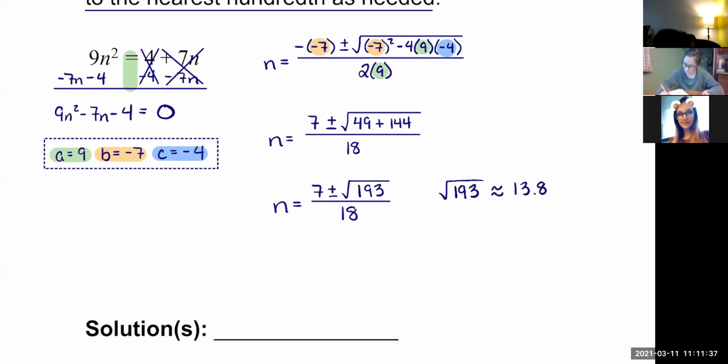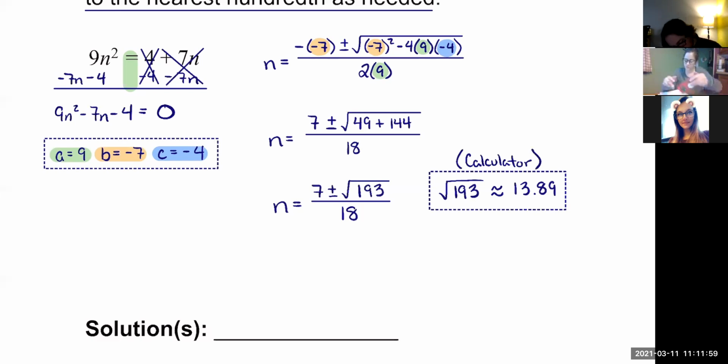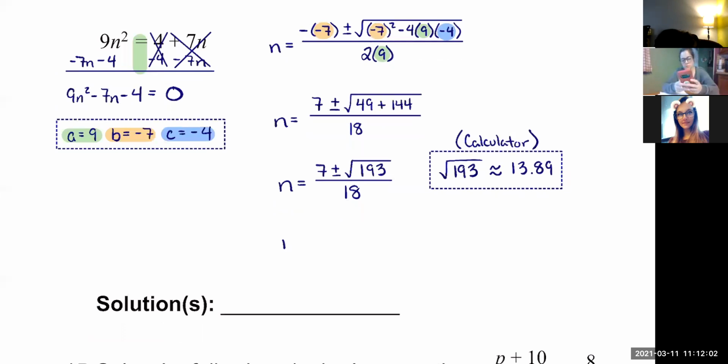13.892. So we'll do 13.89 to the nearest hundredth. And again, because we're going extra details here, because it's review, just as a reminder, we found this value with the help of our calculator. So I can rewrite this equation to say n equals 7 plus or minus, not the square root, we just approximated, plus or minus 13.89 all over 18.